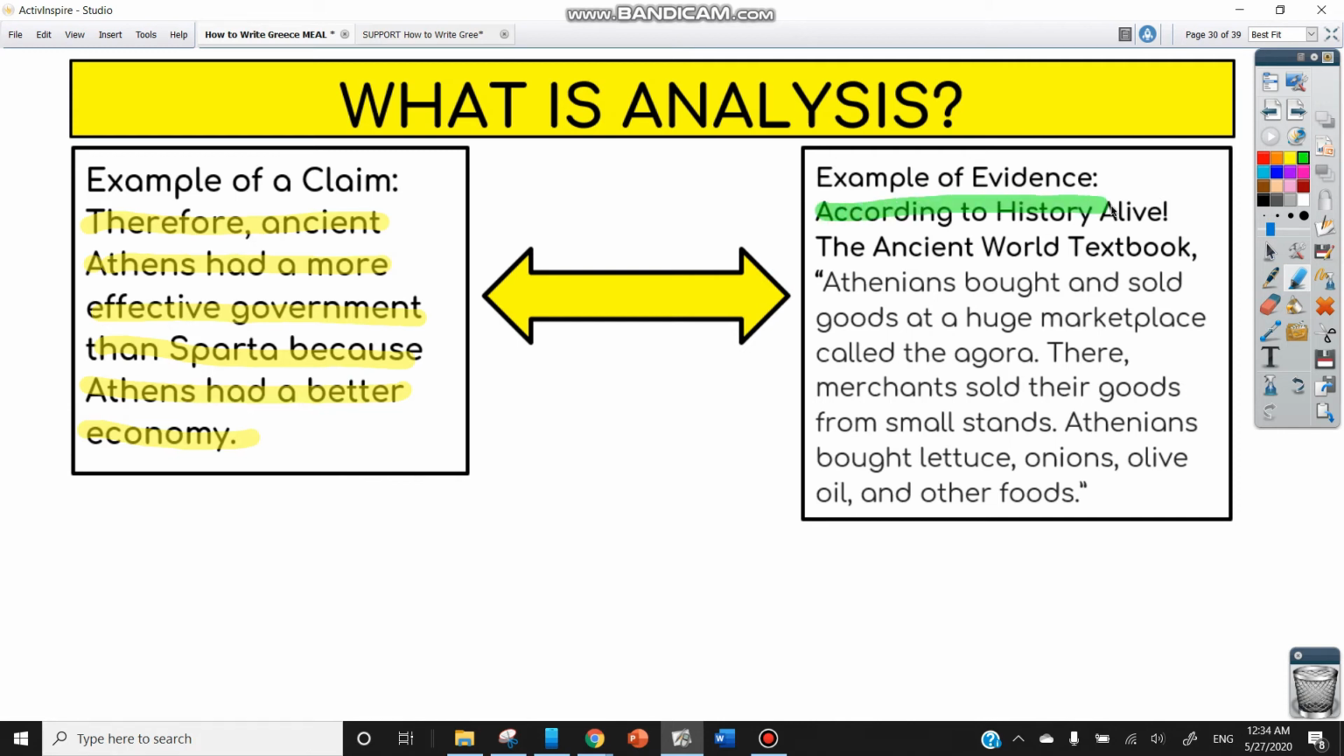According to History Alive, the ancient world textbook, Athenians bought and sold goods at a huge marketplace called the Agora. There, merchants sold their goods from small stands. Athenians bought lettuce, onions, olive oil, and other foods. So at the most basic level of analysis, you have to explain how this evidence connects to this claim.